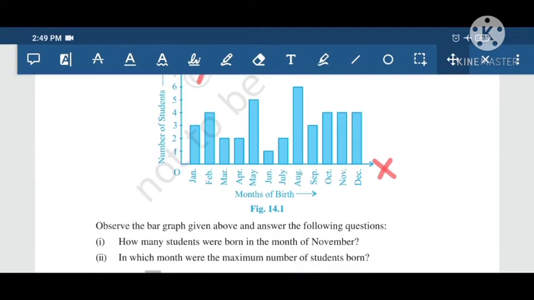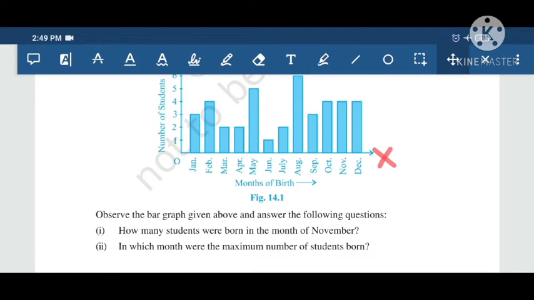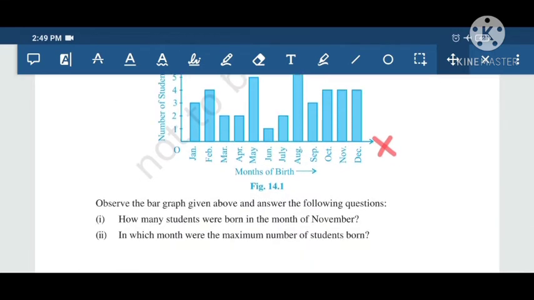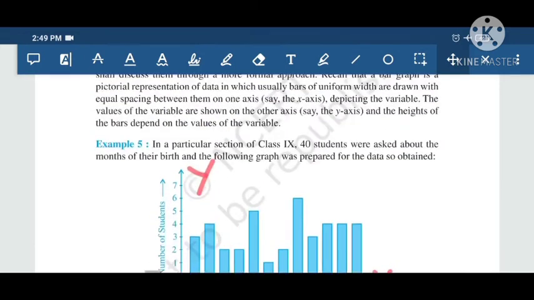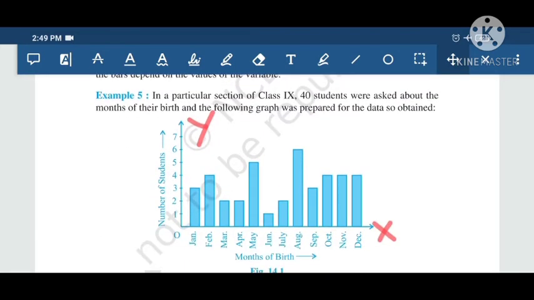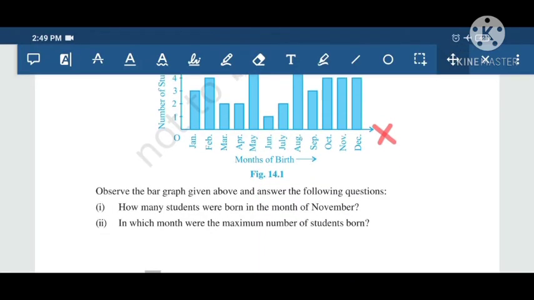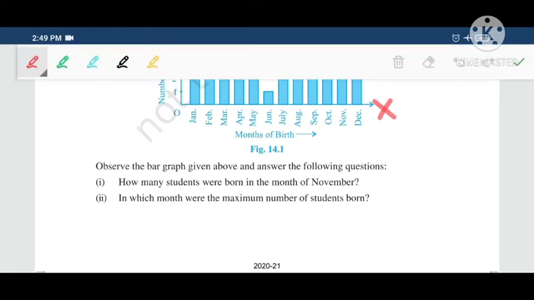Next, we need to find how many students were born in the month of November. You can see that the bars for October, November, December are equal, and also February. So how many students are there? You can see, this is 4. So totally 40 students are there, and 4 students are born in November. So the answer is 4 students.